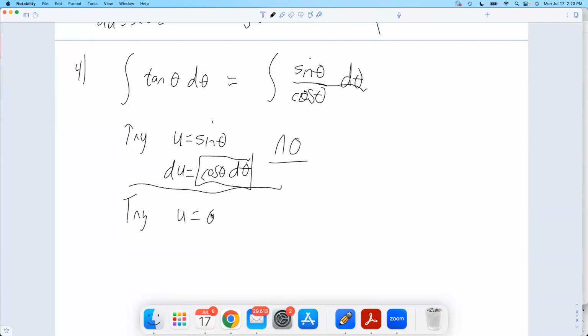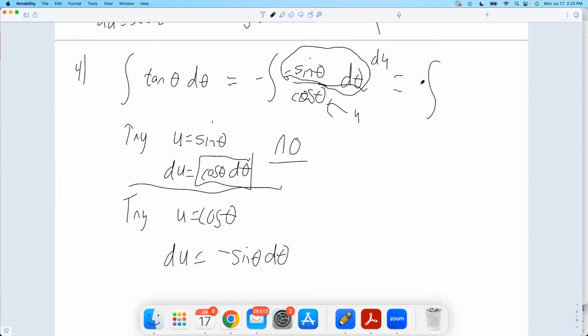So maybe we try u equals cosine of theta, the denominator. Then what's its derivative? It's negative sine of theta d theta. Do I have du sitting in front of me? Almost. I've got sine times d theta. I don't have a negative, so let's put a negative in, and I can do that by also multiplying outside by negative. That worked. Then this entire top with that negative will be my du, and the bottom will be u.